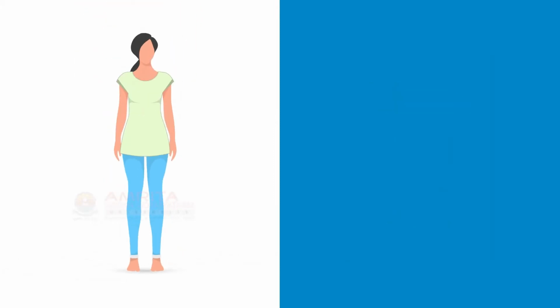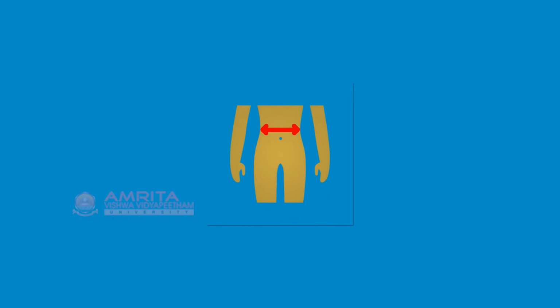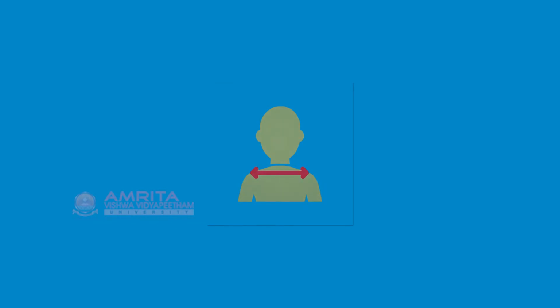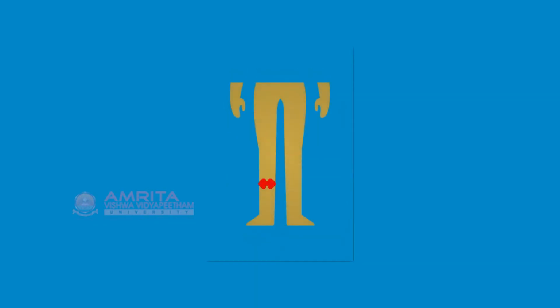Thus, the various body measurements we have seen are the chest circumference, underbust circumference, waist circumference, hip circumference, shoulder width, sleeve length, upper arm measurement, wrist measurement, neck measurement, back length, front length, outside leg, calf measurement, and ankle measurement.